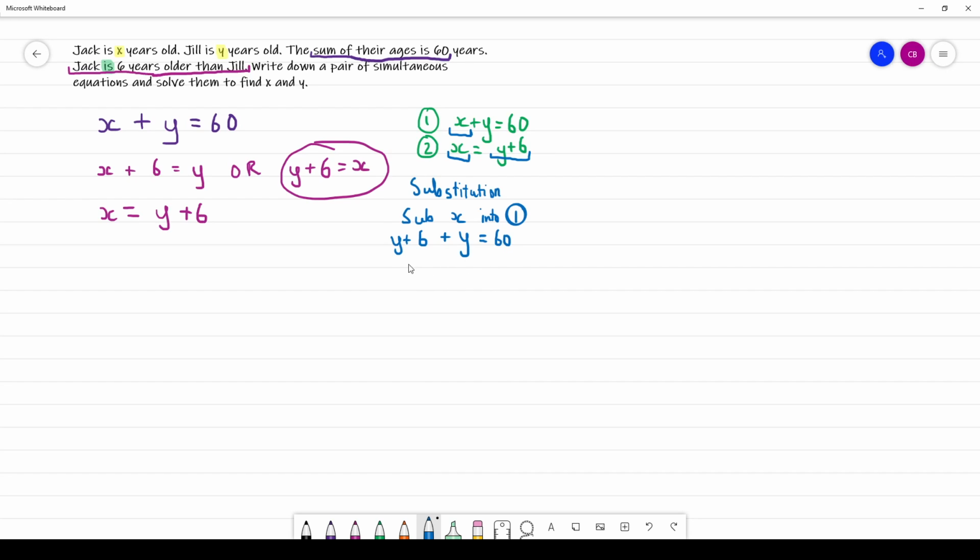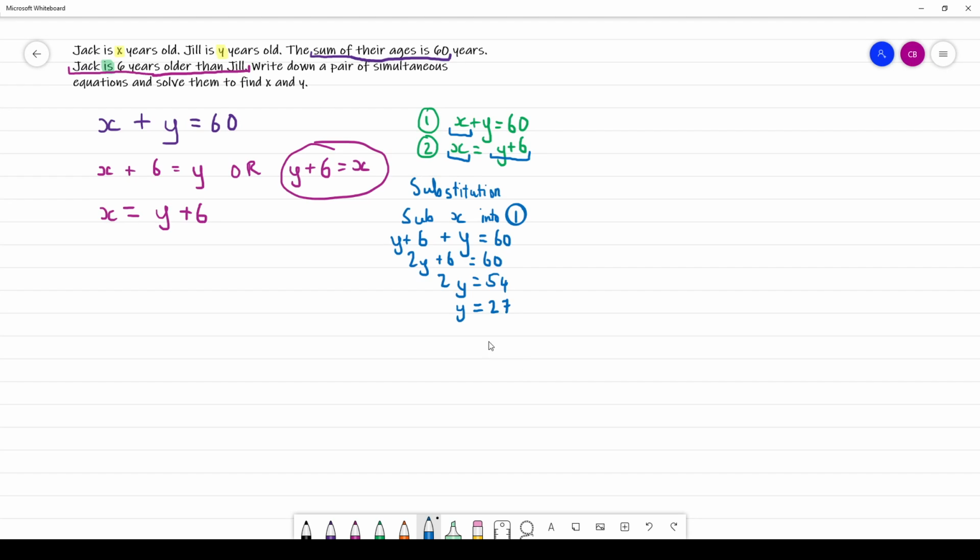Now I can gather my like terms. I've got 2Y plus 6 equals 60. I want to rearrange now. I've got a 2 times Y and a plus 6. 2 times Y, that's a little bit stronger than my plus 6, so I'll get rid of my plus 6 first. By minusing 6, 2Y equals 60 minus 6, that's 54. And then we have 2 times Y. Now we can divide by 2 to get rid of it. And we will get 27.